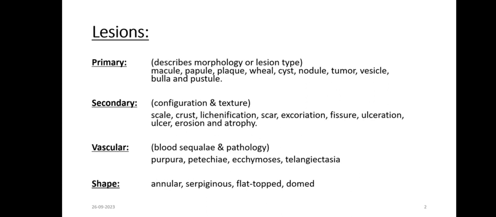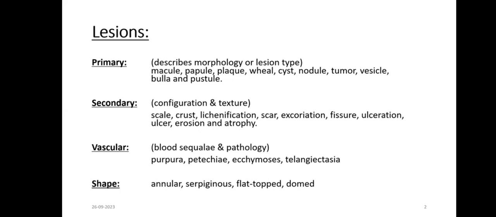If the first lesion group describes the morphology or the type of the lesion, the second one is targeted on its configuration and texture, which means scale, crust, lichenification, scar, excoriation. There are two words, especially, one is exfoliation, the other is excoriation, then fissure, ulceration, ulcer, erosion, and atrophy. So these are the basic lesions that we come across while we manage skin disorders.